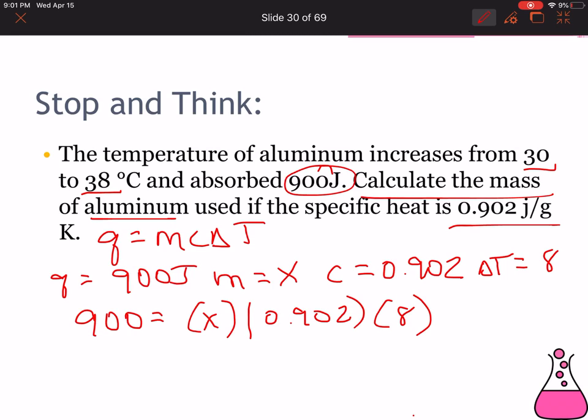So I take 0.902 times 8, divide that into 900, and it should give me 124.7. But I only want one sig fig here because that 900 joules only has one sig fig. So that should give me just 100, and it's mass, so my unit is grams.